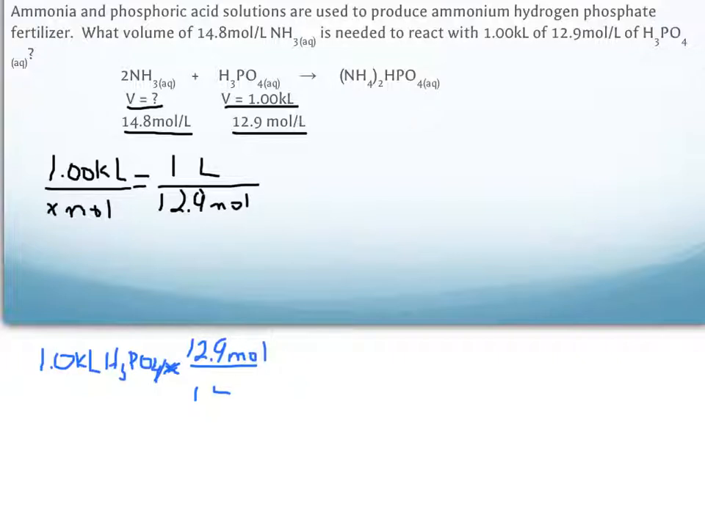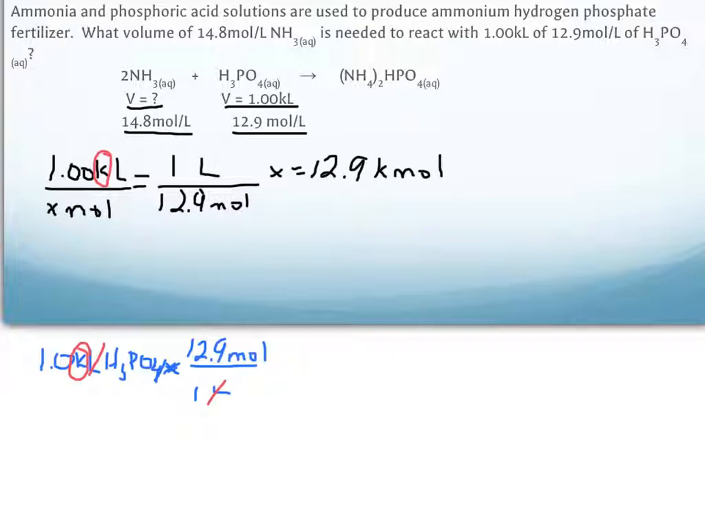In the top version, I'm going to do 1 times 12.9, and I'm going to get my answer of X is going to equal 12.9 kilomoles, and that's because I didn't get rid of this kilo that I have up here. In the bottom example, I'm going to be able to say that I'm going to cross out the liters, but I can't cross out the kilo. So again, at this point, I'm going to have kilomoles.